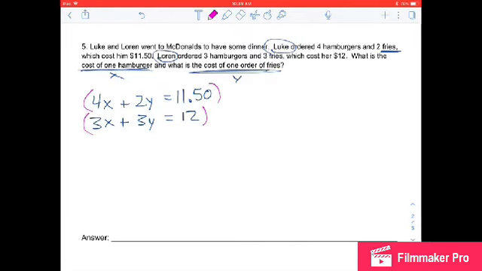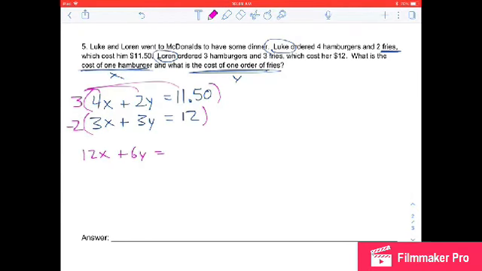So, 2 and 3 both go into 6. So, 3 times 2 is 6. 2 times 3 is 6. So, I want one of these to be negative. To be 6 and negative 6. So, the bottom one, I did negative 2. So let's go ahead and multiply that out. 3 times 4 is 12x. 3 times 2 is 6y.